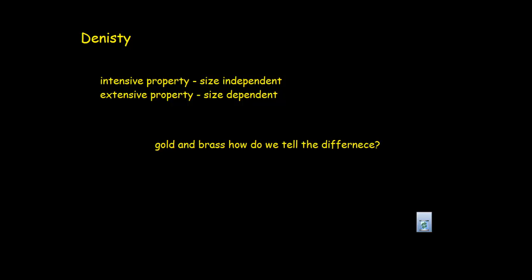Extensive properties, on the other hand, are size dependent. So things like mass or volume are extensive properties. Those two things are both extensive properties.